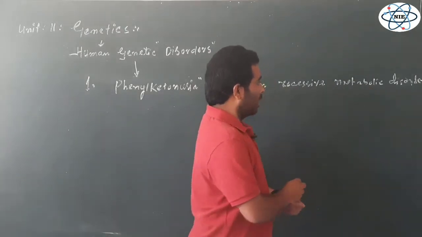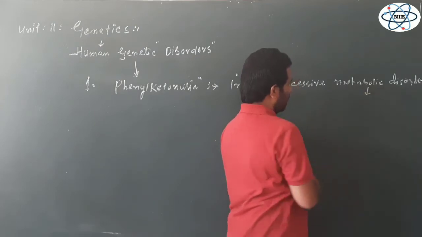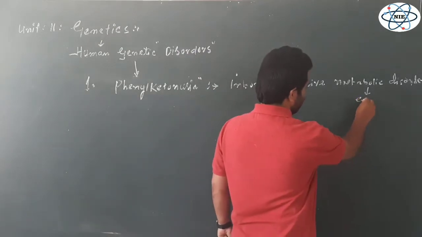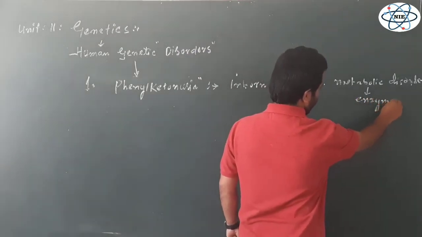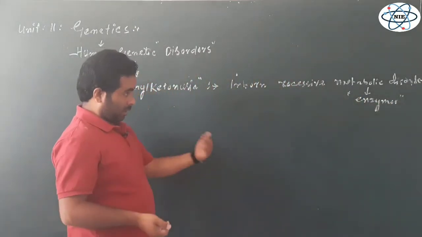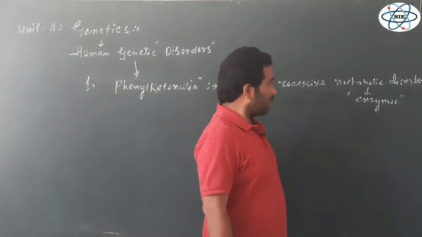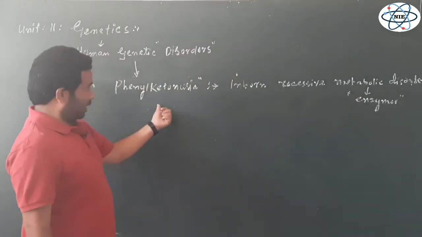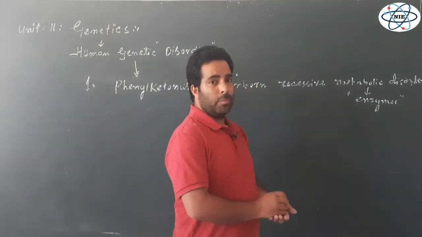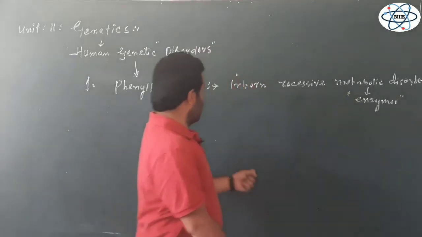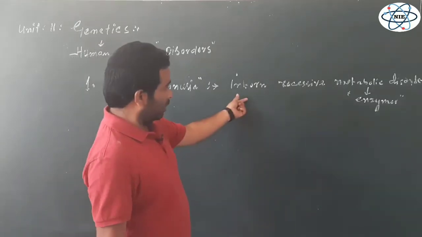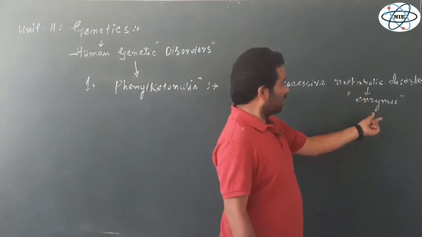This is a metabolic disorder. Metabolic disorder means the genes, the alleles which are responsible for the trait, encode for some enzymes. So the gene responsible for the trait is encoding an enzyme. That means in this genetic disorder, phenylketonuria, an enzyme is lacking, an enzyme is absent, which is responsible for an important metabolic reaction that we will discuss ahead. So first of all, we have to understand the basic concept of this phenylketonuria. It is an inborn recessive metabolic disorder.